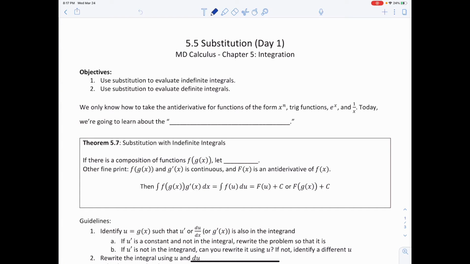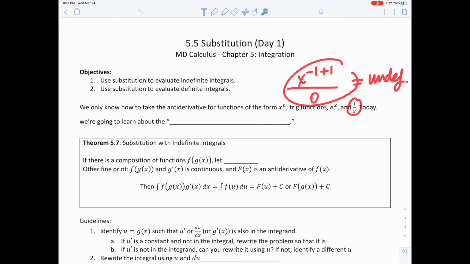We're going to spend 2 days on 5.5. So far, we only know how to take the antiderivative for power functions, trig functions, e to the x, and 1 over x. 1 over x is a type of power function in the sense that you can rewrite it as x to the power of a number, but it doesn't follow the power rule for antiderivatives, where you add 1 and then divide by the new exponent. It would not be true for 1 over x because you'd get an undefined expression.